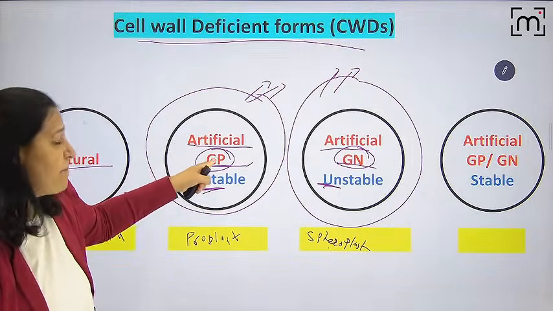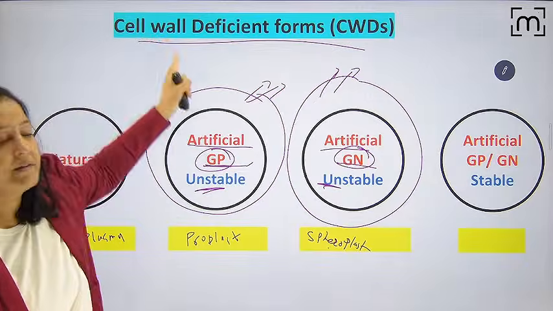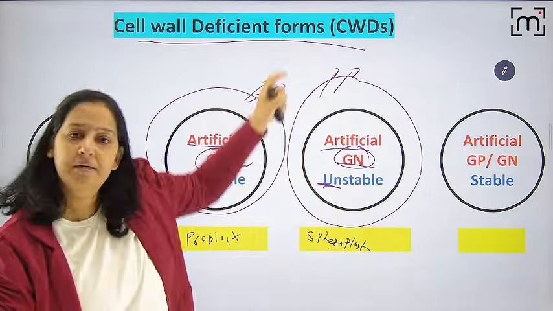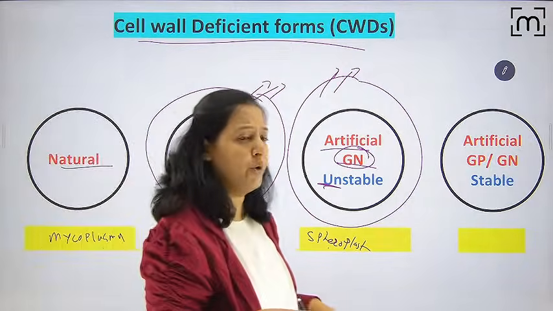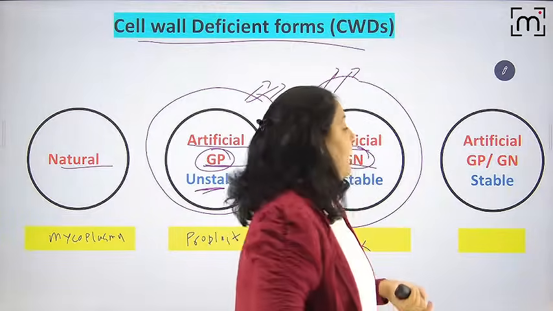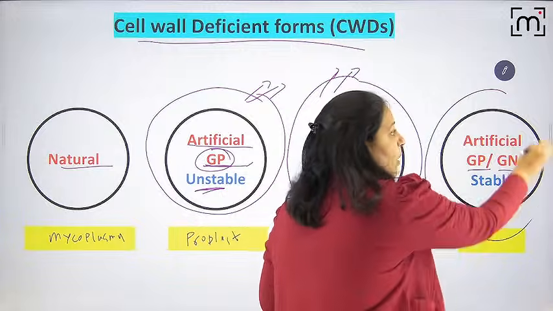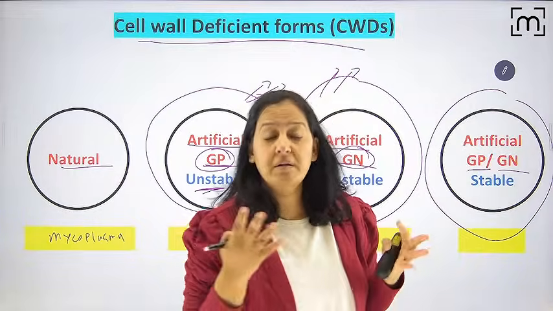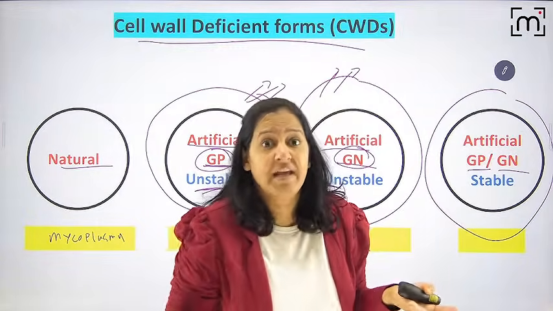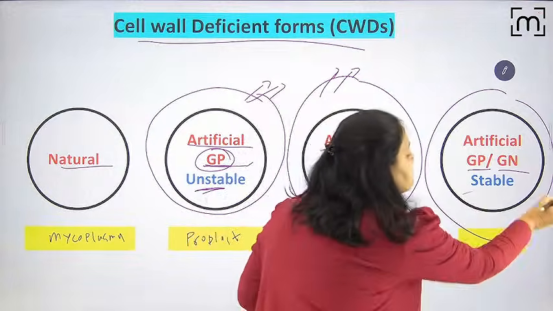This is artificial gram-positive unstable, CWD. This is artificial gram-negative unstable, CWD. Got it? Now tell me the last one. It can be gram-positive, it can be gram-negative, but God has given the cell wall. We humans have removed it, but strangely, after removing the cell wall, it's still stable.